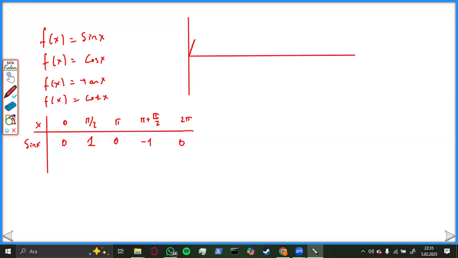Start with 0 degrees, then pi over 2 here, and 3 pi over 2 here. As you can realize, this graph is sine x. This is one period of sine x.